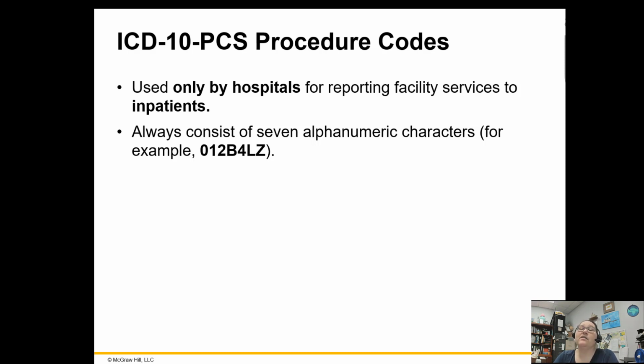As you can see here, our example is 012B4LZ. Now, unlike the other coding manuals, with this manual you actually build your code. It's not already given to you. Depending on the different variables related to that procedure, that will determine what your code will be. It will always be alphanumeric.